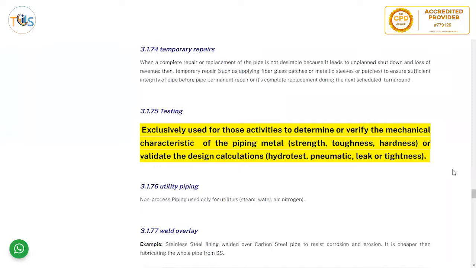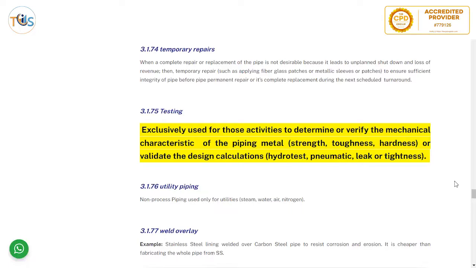Temporary repairs: when a complete repair or a replacement of a pipe is not desirable because it leads to unplanned shutdown and loss of revenue, then temporary repairs such as applying fiberglass patches or metallic sleeves or patches ensure sufficient integrity of pipe before permanent repair or its complete replacement during the next scheduled turnaround.